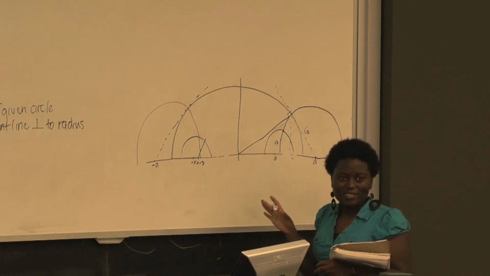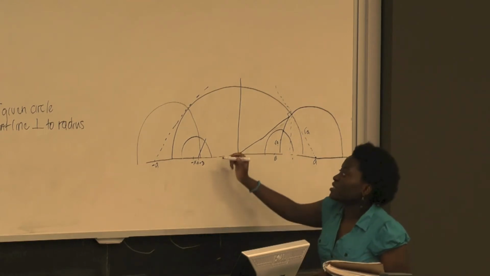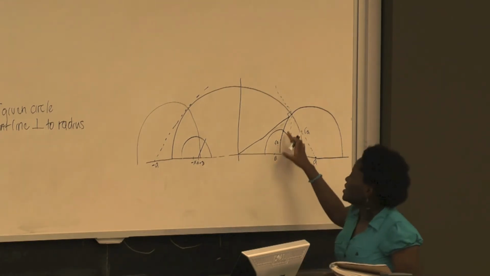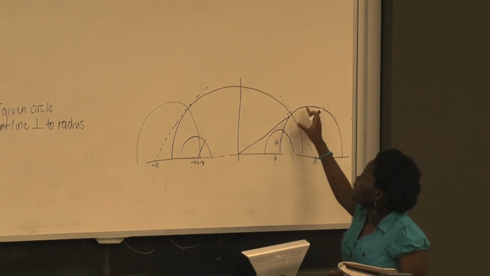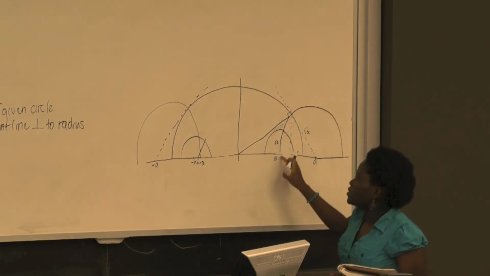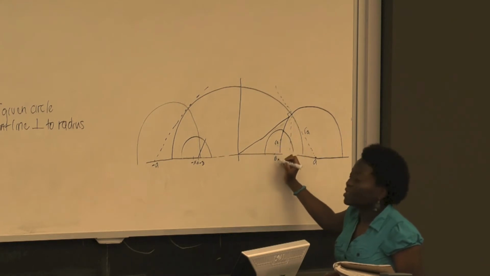So is B the x-intercept of the tangent line to this semicircle, right? So this is at what essentially point? Yeah, which tangent?